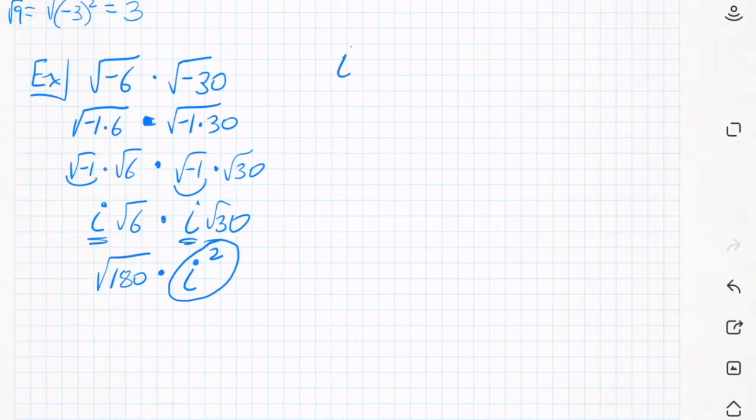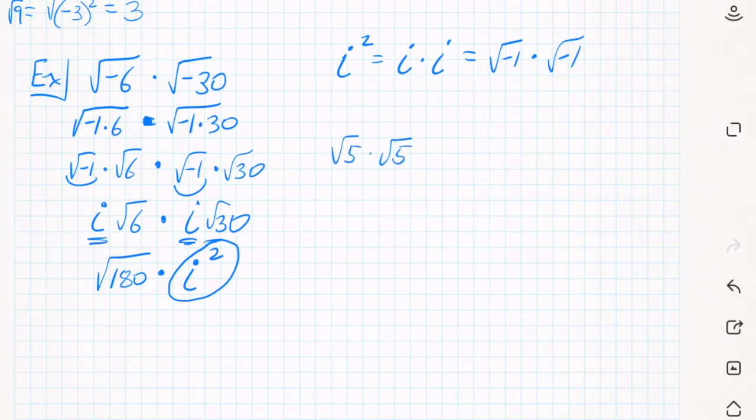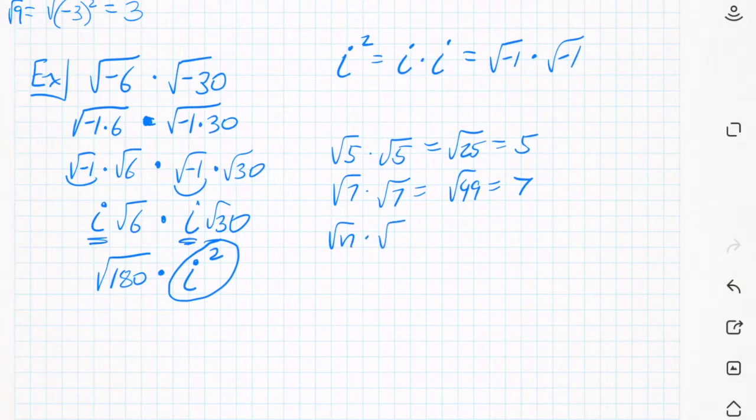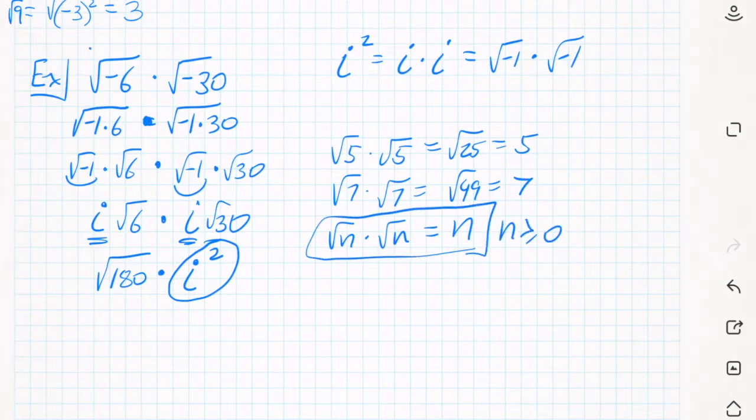Now remember, i squared is the same thing as i times i, which is the same thing as the square root of negative 1 times the square root of negative 1. So what happens if I have the square root of 5 times the square root of 5? Well, that's equal to the square root of 25, which is just equal to 5. The square root of 7 times the square root of 7 is equal to the square root of 49, which is equal to 7. So if I have the square root of n times the square root of n, being a positive number, the answer is just going to be n, with my little caveat that n is greater than or equal to 0.